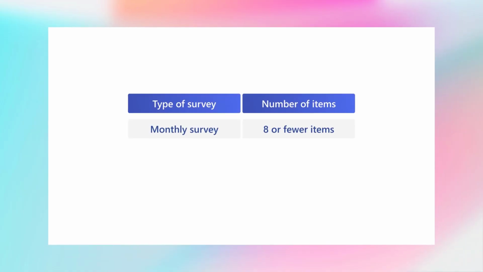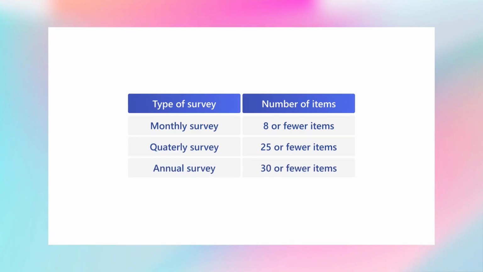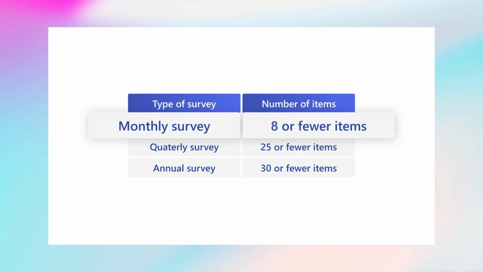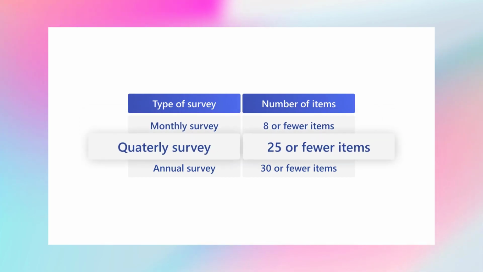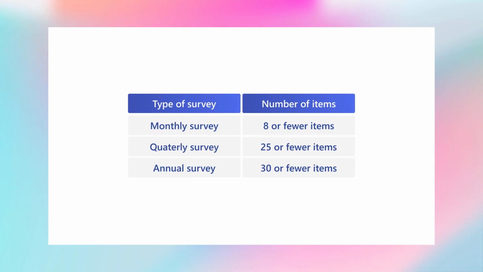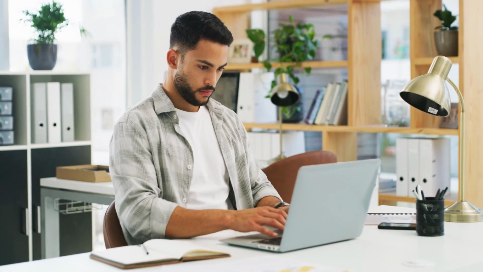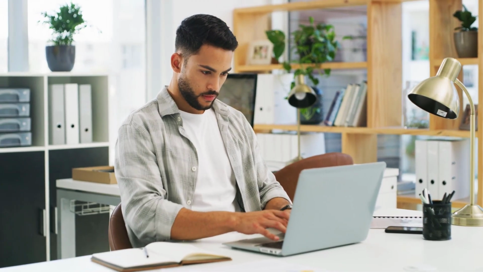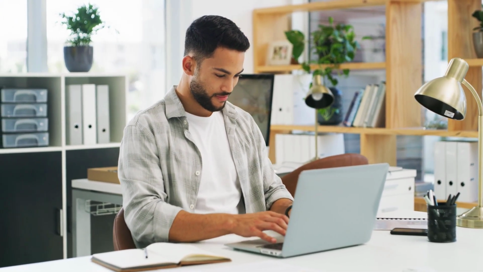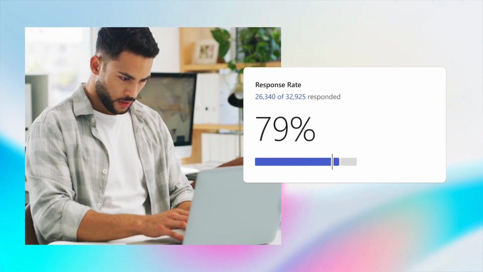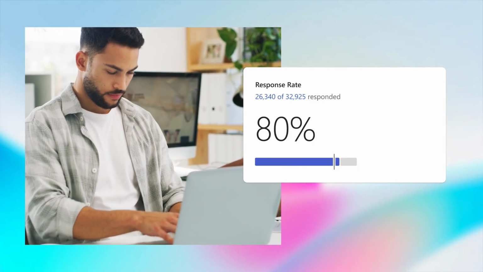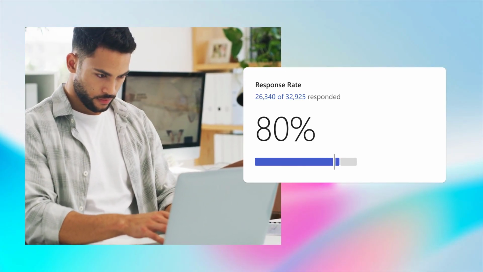It is recommended to have a specific number of items based on the type of survey to keep it short. For instance, a monthly survey should have 8 or fewer items. A quarterly survey should have 25 or fewer items, and an annual survey should have 30 or fewer items. Surveying at regular intervals with fewer items in each survey will yield the best results. We see sustained response rates at about 80% for customers that are surveying using these recommended guidelines.